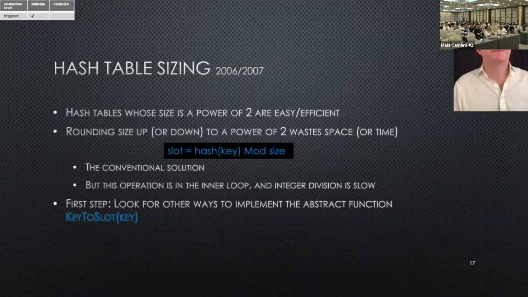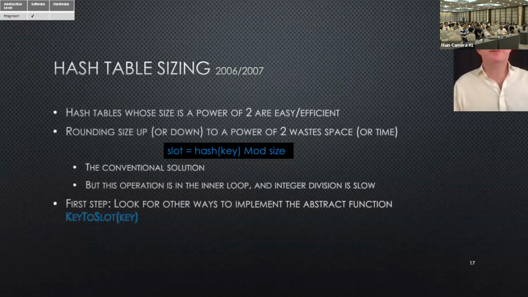So that's mathematically fine, but it's something that we're going to do over and over again in the inner loop of all our hash operations. And it turns out integer division is very slow on modern processors, surprisingly slow. So what can we do about this?